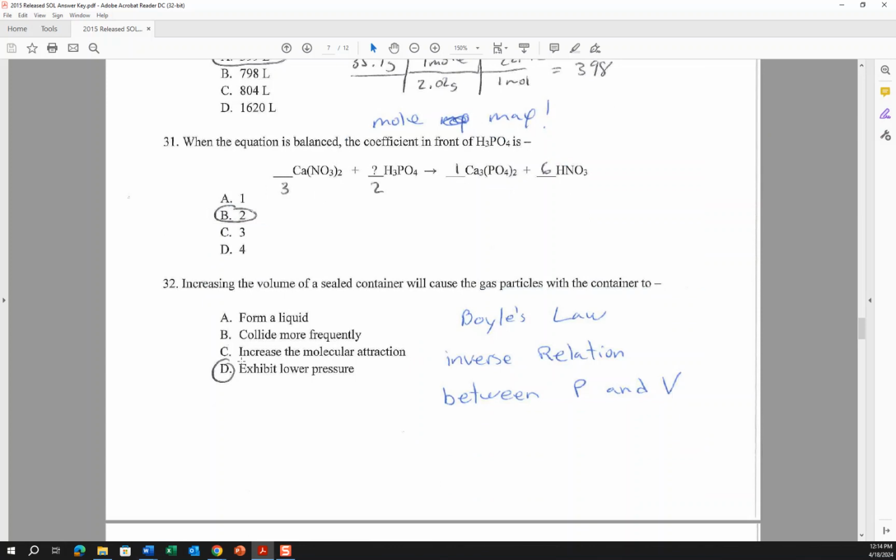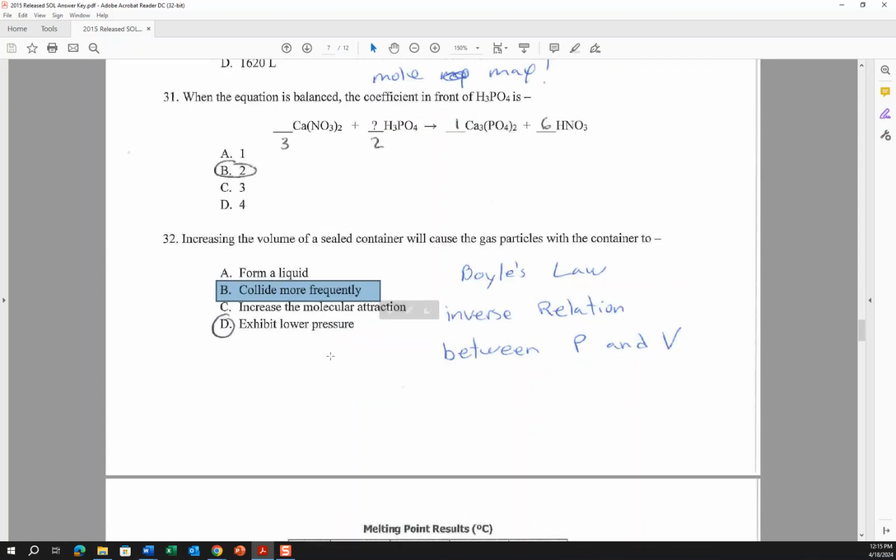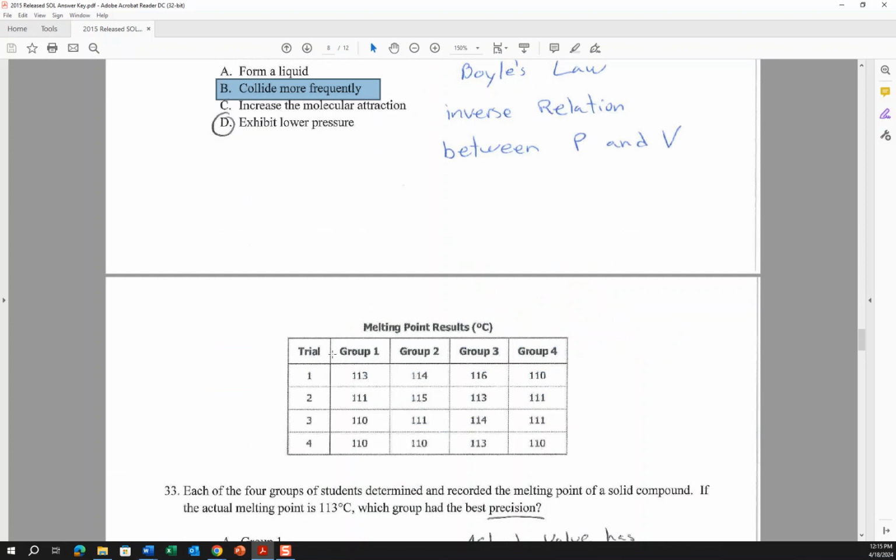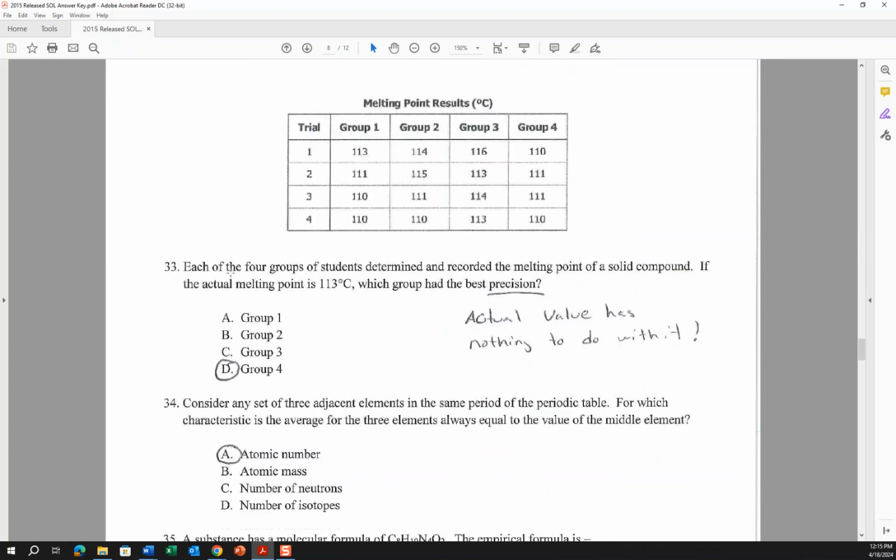So here we got melting points, group 1, group 2, group 3, group 4. We're told what the actual melting point is, and we want to know precision. Remember, this is kind of a distraction here. You don't need to know what the actual value is to determine if you're precise or not. You need to know the actual value to determine if you're accurate or not. So if they had asked about accuracy, we're trying to find the group that has the closest values to 113. But if they're talking about precision, they're just asking which groups had the most similar results, which group's data were close to each other.